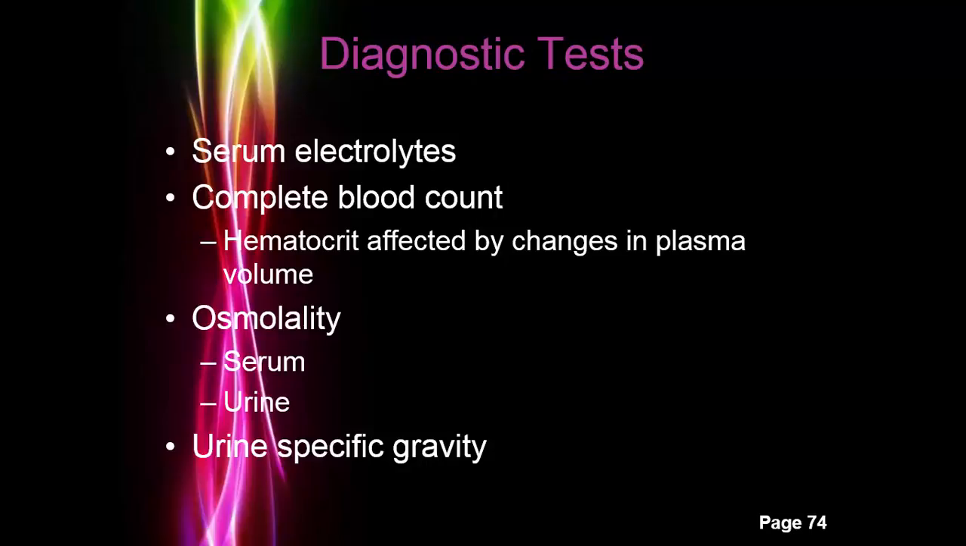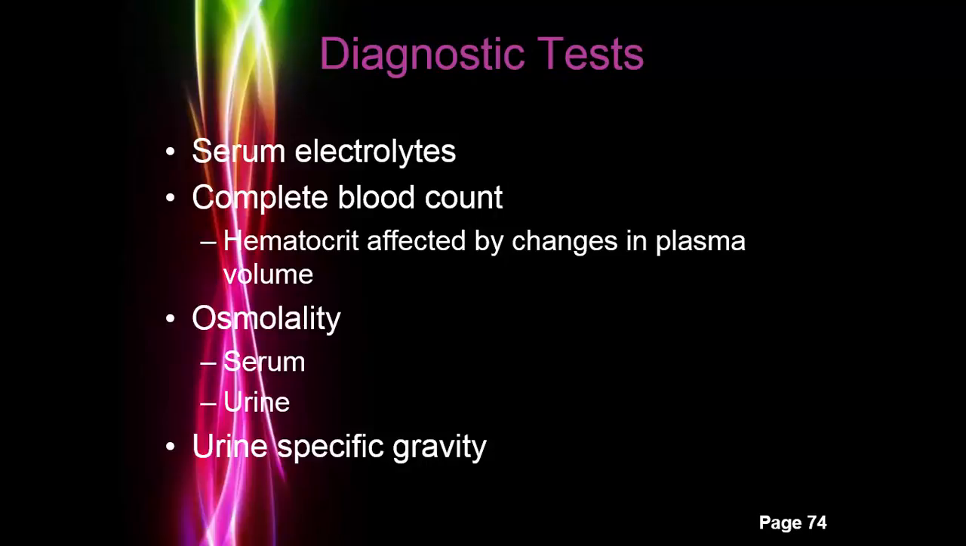Diagnostic tests, looking at serum electrolytes. Most commonly ordered electrolyte tests are going to be sodium, potassium, chloride, magnesium, and bicarbonate. Looking at your complete blood count, your hematocrit is affected by changes in plasma volume. It does measure the percent of whole blood that is composed of red blood cells. Your hematocrit is increased with severe dehydration and decreased with severe overhydration.